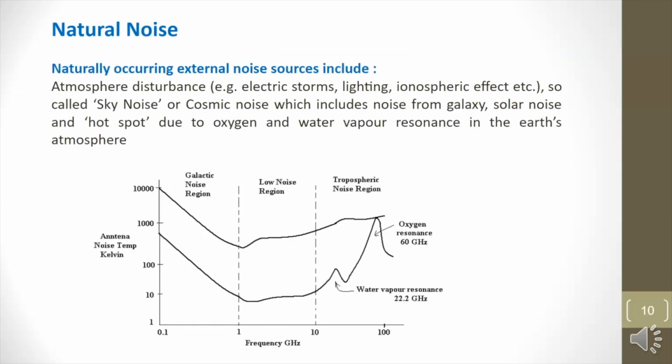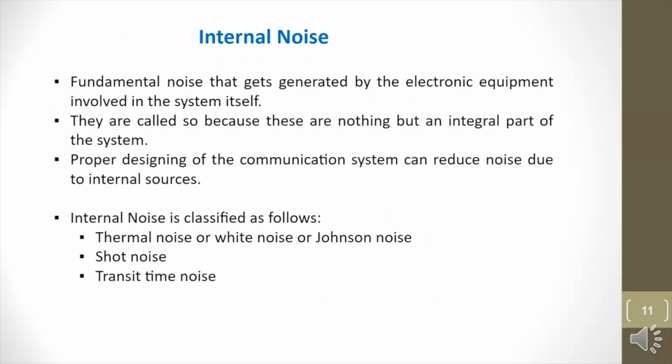The second category is natural noise. The naturally occurring external noise sources include atmospheric disturbance, for example electric storms, lightning, ionospheric effects, etc. There is also the so-called sky noise or cosmic noise, which includes noise from the galaxy, solar noise, and hot spots due to oxygen and water vapor resonance in the Earth's atmosphere. The figure shows an idea of the different noise temperature versus frequency graph.